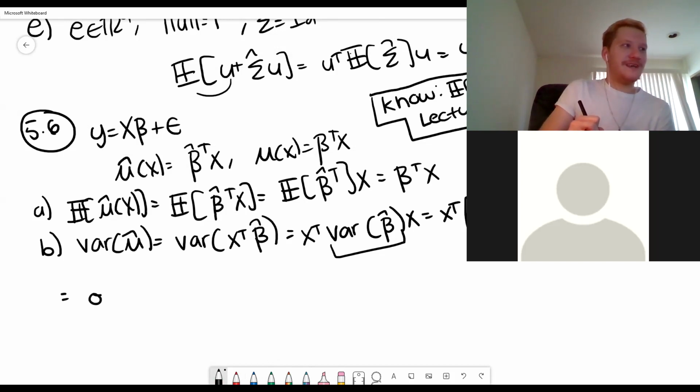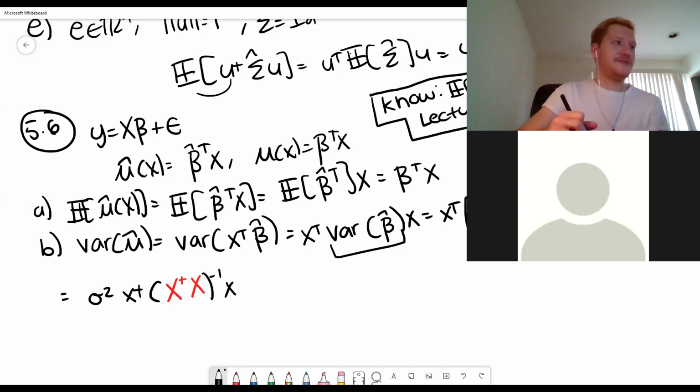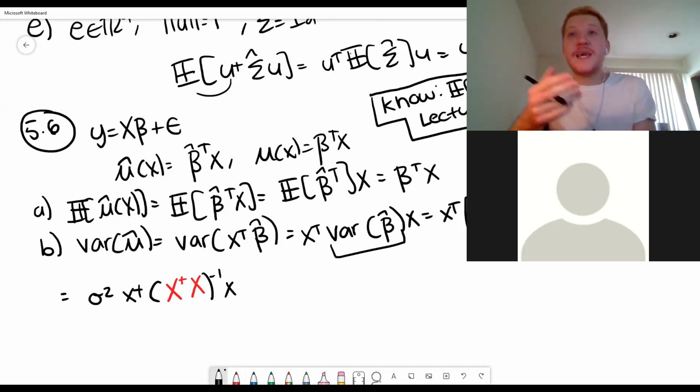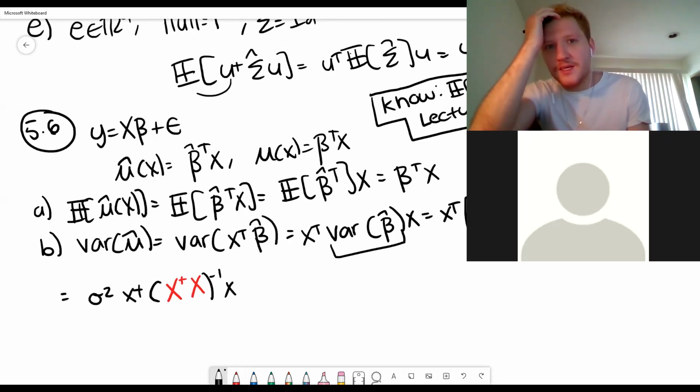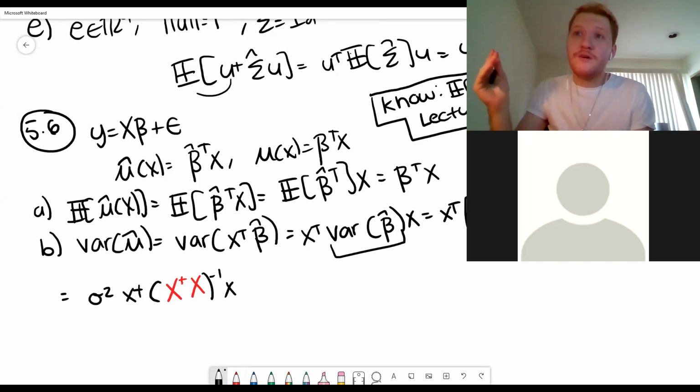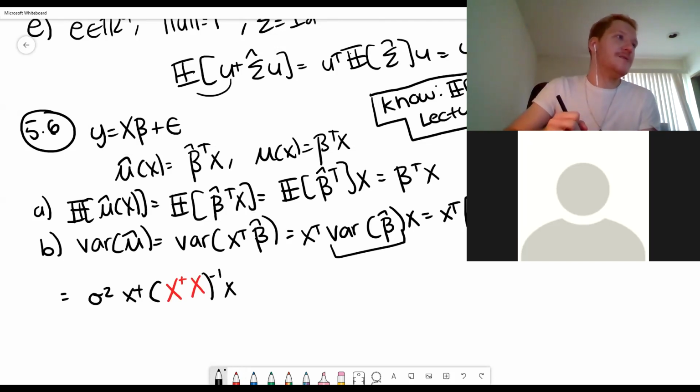So this is just equal to sigma squared X transpose X inverse, trying to make them extra big. And that's all you need to do. And then for C, you need to do the one above this, but then they ask you to find basically the confidence interval. And so you have the variance.